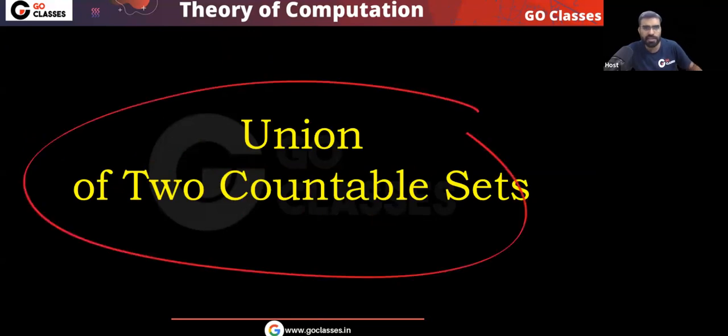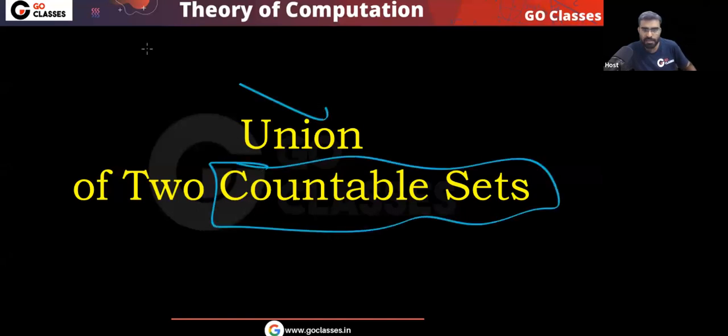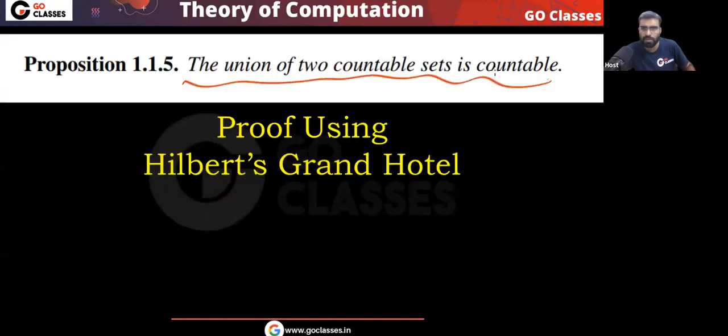Now let's see a very interesting result, that is the union of two countable sets. What do you think? If I give you two countable sets, can you say their union will be countable? The answer is yes. This is true. The union of two countable sets is countable. If you take the union of two countable sets, that will be countable.